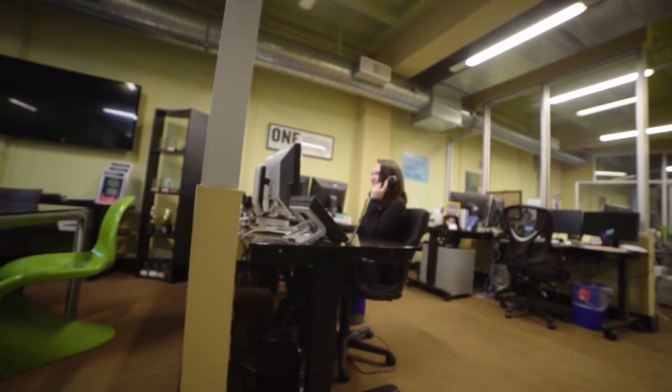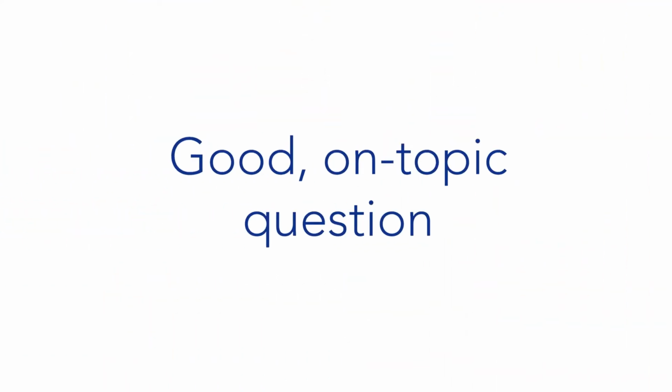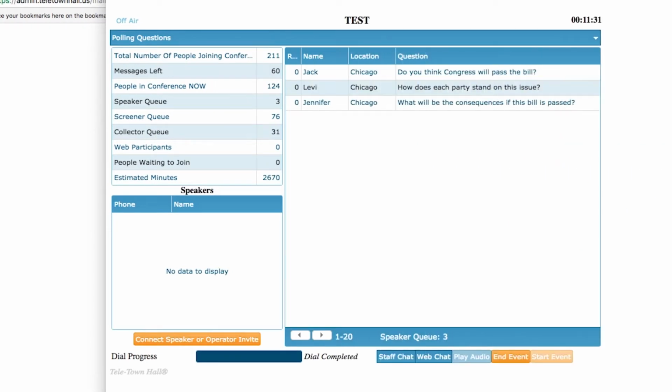If someone presses 0 to ask a question, they'll be placed in the screener queue. They continue listening to the call until they are pulled away from the event for the screening process. Your screeners will speak with people one-on-one, verify their name and where they're from, and type out a summary of their question. If the participant has a good, on-topic question, the screener will add that person to your speaker queue. The participant will then return to listening to the event as their name and question pop up in the center of your screen.